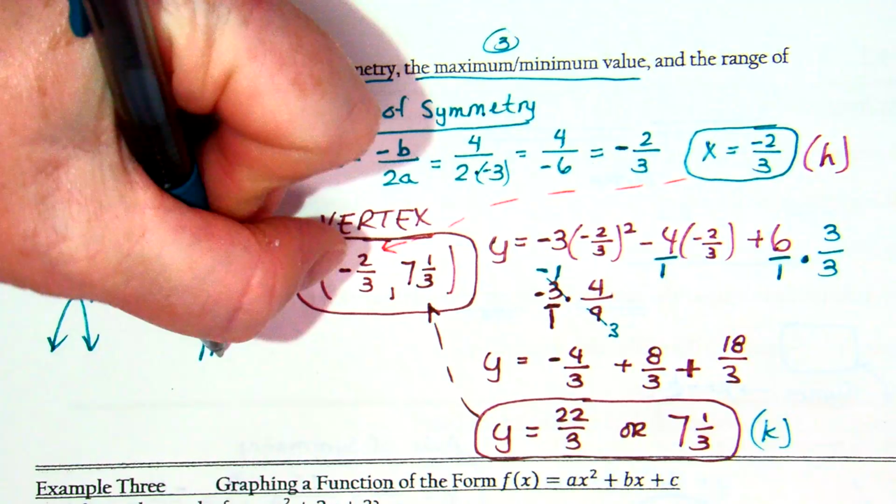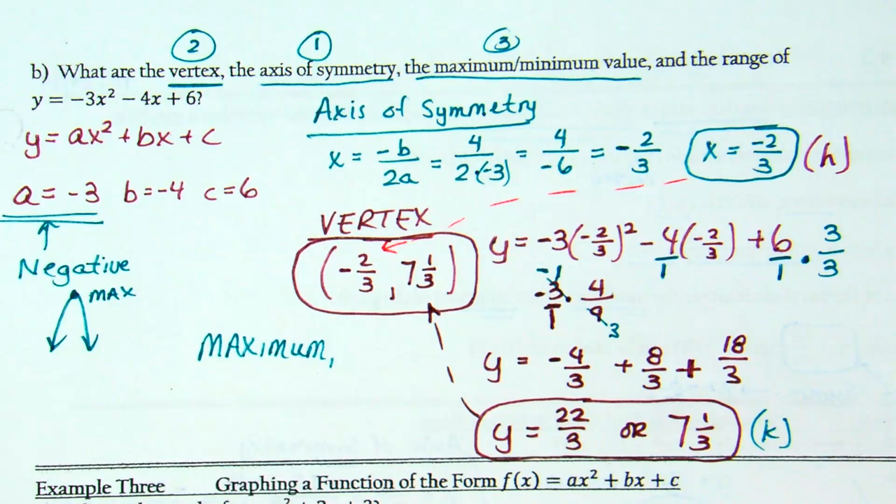So the vertex is a maximum. What is the maximum value on that vertex? How high does my vertex go?